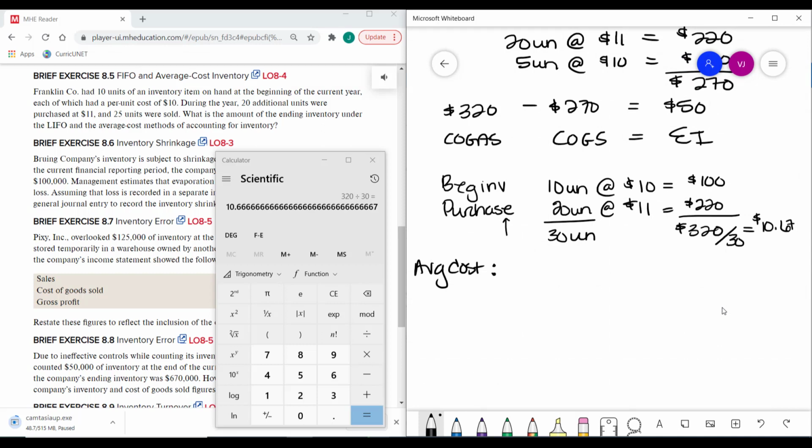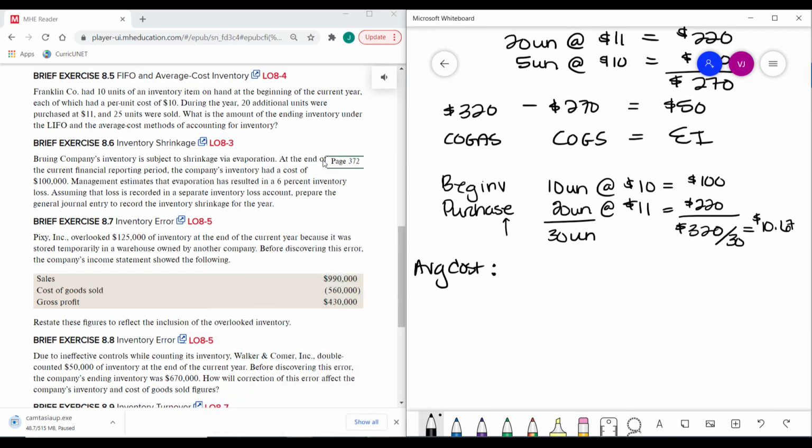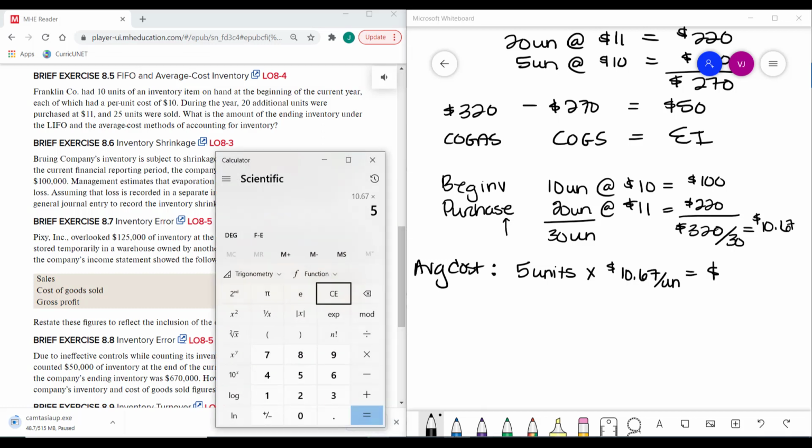So now with average cost, again, we're trying to figure out what the cost is of our ending inventory. Remember we said we have 5 units left because we sold 25 of the 30. We'll just take those 5 units, times the average cost per unit. That gives us, in this case, $53.35 for the cost of our ending inventory.